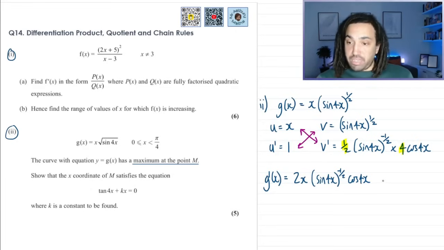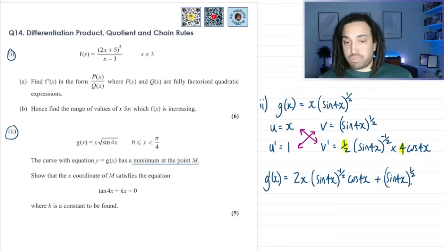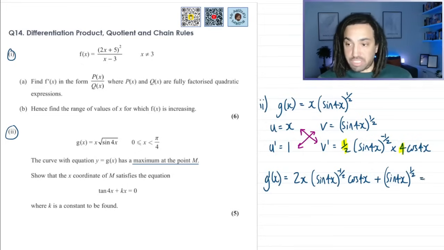Okay, and then we need to add on v du/dx, which is this one times by 1, so that is just (sin 4x)^(1/2), and because we're finding the maximum point, we want to set the derivative equal to 0.